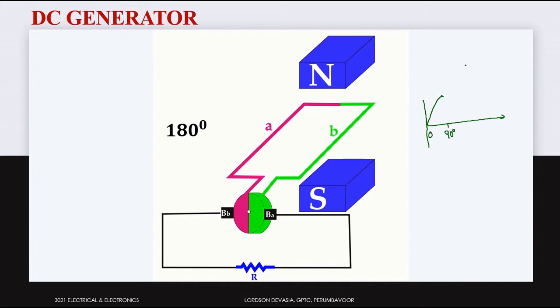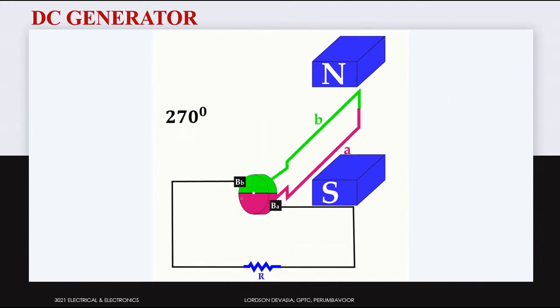Then from 90 degree to 180 degree, the current direction will be the same as 0 to 90, and at 180 degree position EMF induced is 0. So maximum to 0 at 180 degree. Then next position 270 degree. At 270 degree, the maximum value of EMF is induced in that conductor A and B. So by Fleming's right hand rule, the current direction in the coil B is downward.